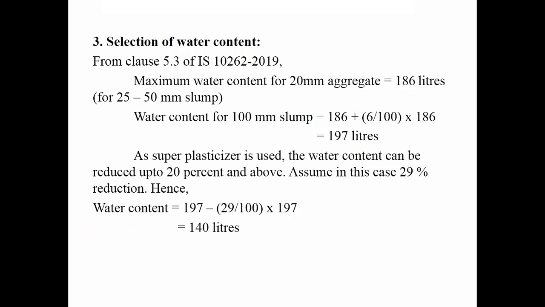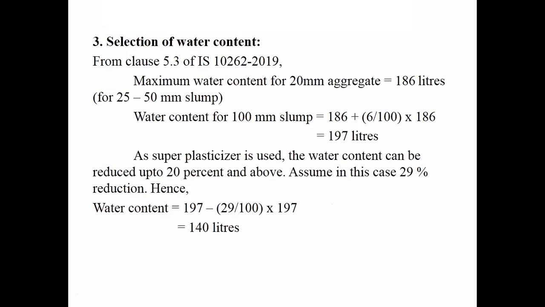Next, moving on to step number 3, that is the selection of water content. You adopted the water cement ratio. Next, you are going to find the water content. After finding the water content, you will be calculating the cement content by using the water cement ratio. Now let's discuss the selection of water content. Take the IS 10262 2019 code book. In that, go to clause 5.3, which means chapter number 5.3. There they have given some paragraphs. When you read that, you can understand one thing.